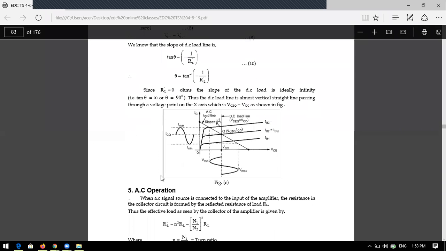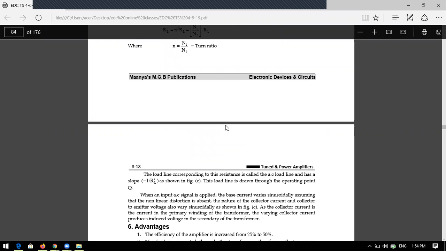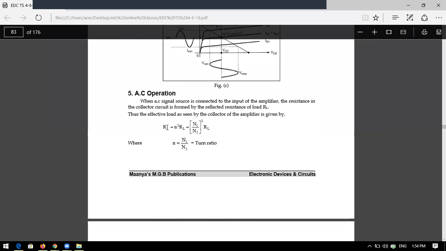In the DC and AC operation, if you know the operation of the transformer, you will easily understand, because the output energy sees RL dash. What is the RL dash? It is the load resistance, N square times RL. So for example, RL is 5 ohms only. If you increase the turns, N is the number of turns. So more turns means, for example, in a turns ratio.